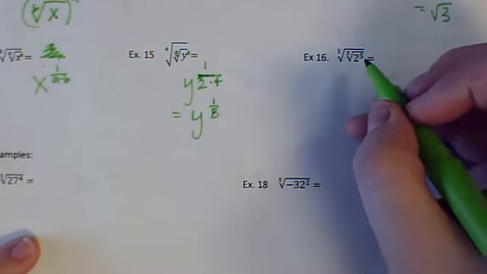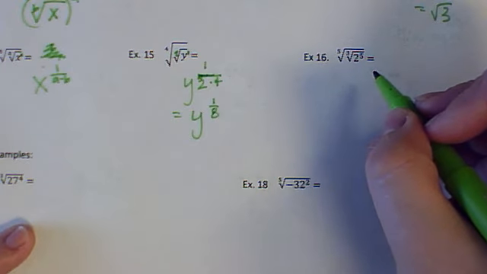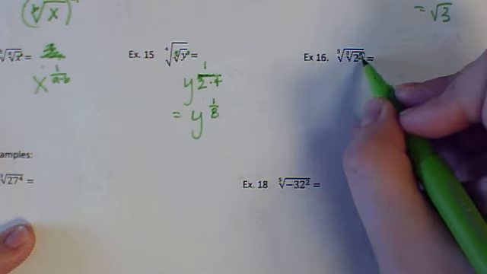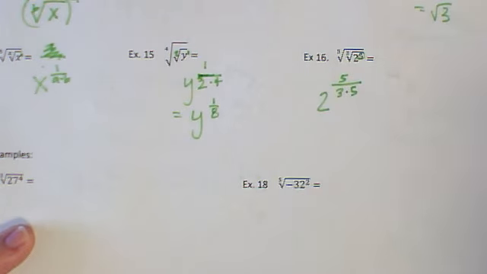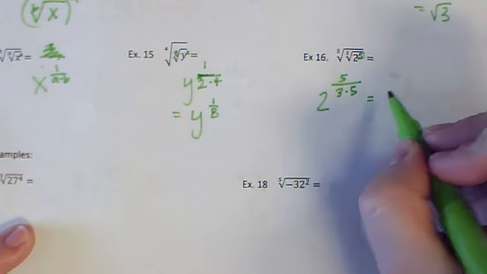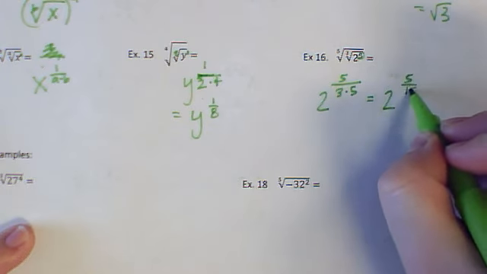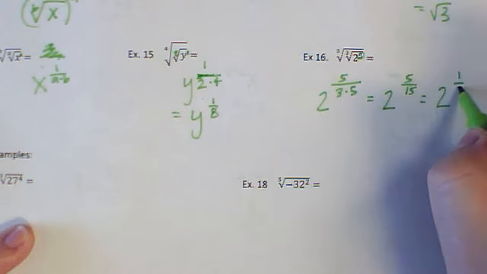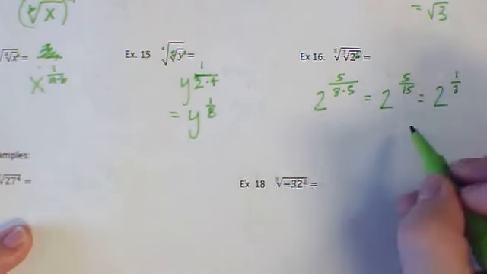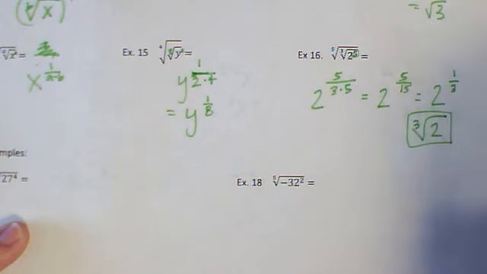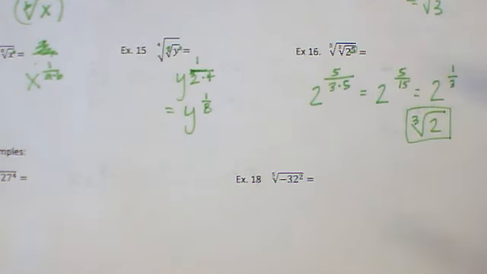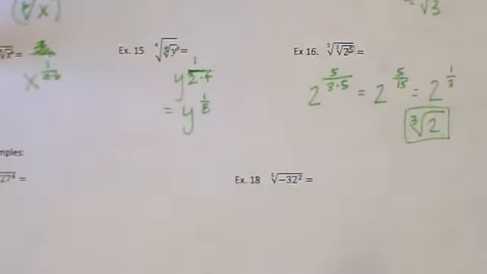Alright, let's look at this one. I have the exponent 5, so I'm going to have 2 to the 5 over 3 times 5. If we reduce that, I have 2 to the 5 over 15, which is 2 to the 1/3, which, if I change it back to the radical, is the cube root of 2. So depending on what the question's asking will determine how far you need to go. It might say leave it in exponential form or put it in radical form. So this would be your exponential form, and this would be your radical form.